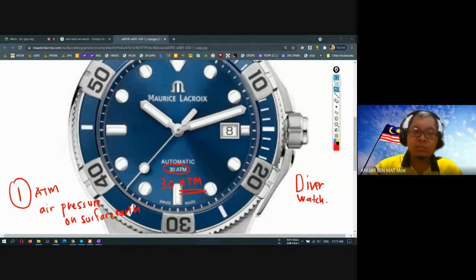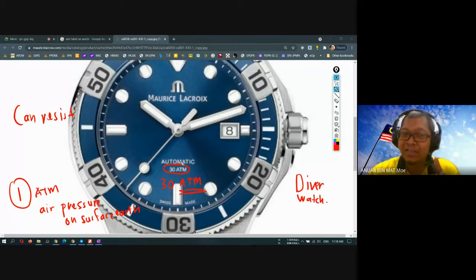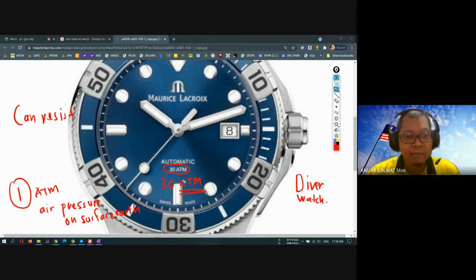They want to dive into the ocean, the deepest part of the ocean, they can wear this watch. Okay, 30 ATM means the watch can resist what? Not 30 meters. Not 30 meters. Meter is the depth, right? ATM means that the watch here can resist the pressure. It can resist 30 times the pressure of the atmosphere.